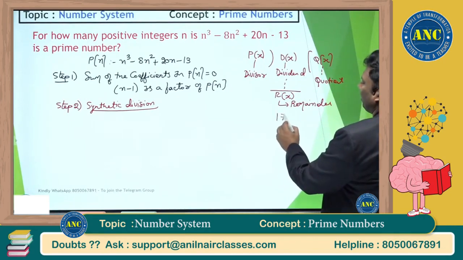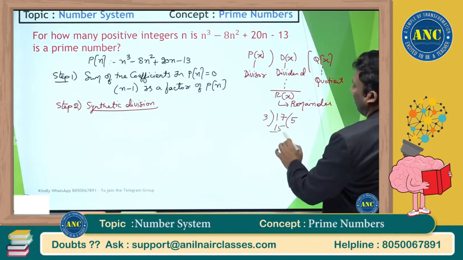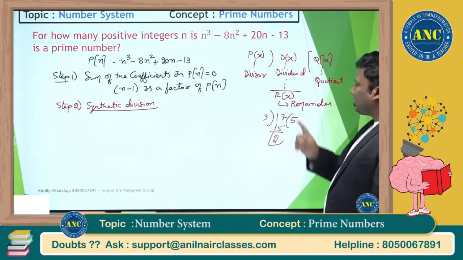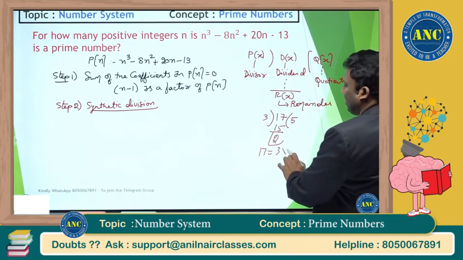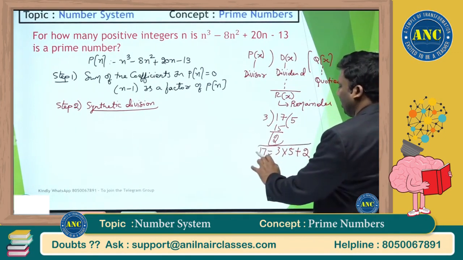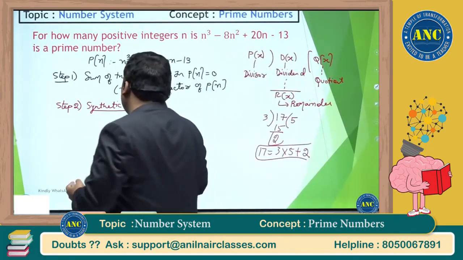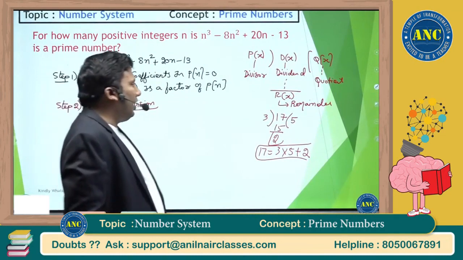It is like doing this. 3 5s are 15, remainder 2. Instead of a numerical value, 17 is called the dividend. The number which is dividing 17 is called the divisor, into quotient plus remainder. 17 equivalent to 3 into 5 plus 2. I hope the idea is clear.